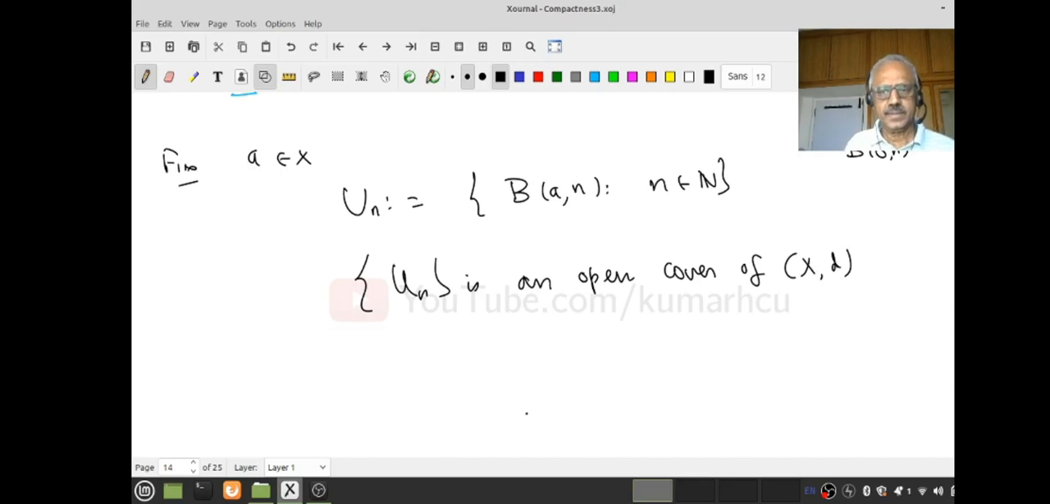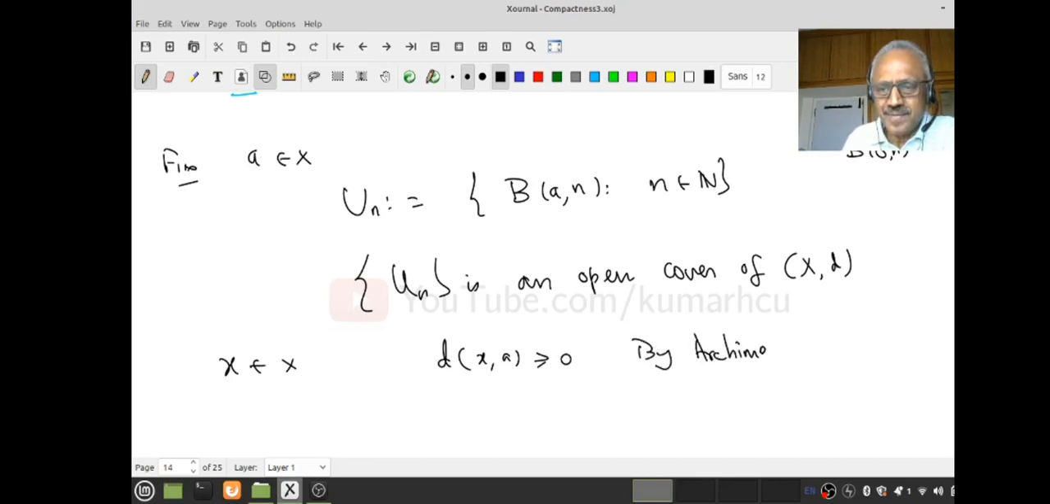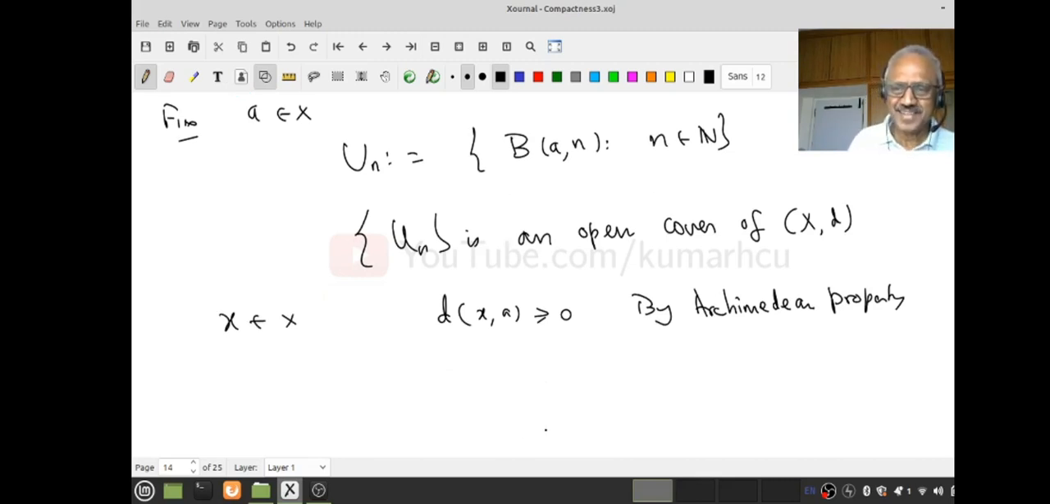Right? Why? Because if x belongs to X, then let's look at d(x,a), the distance. This is greater than or equal to 0. By Archimedean property, I'm back to my pet obsession, real analysis. By Archimedean property, there is a natural number n so that d(x,a) is less than n.